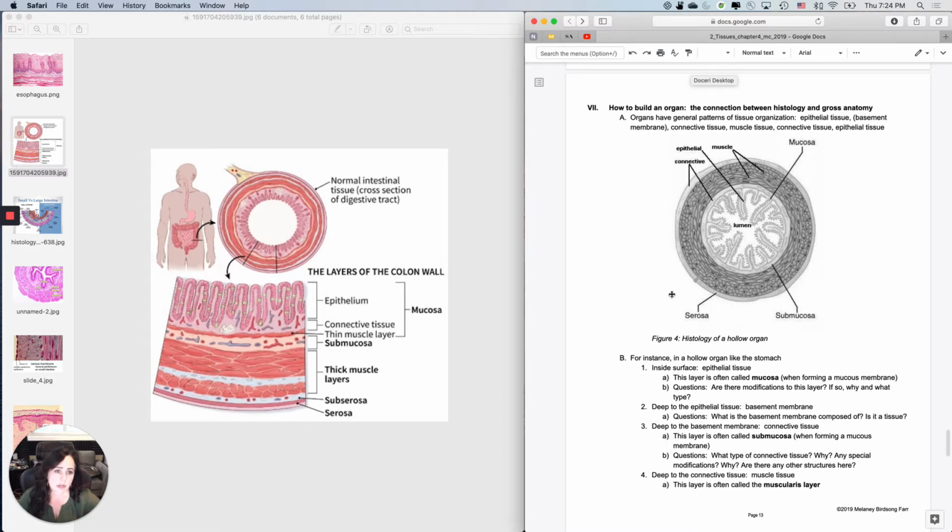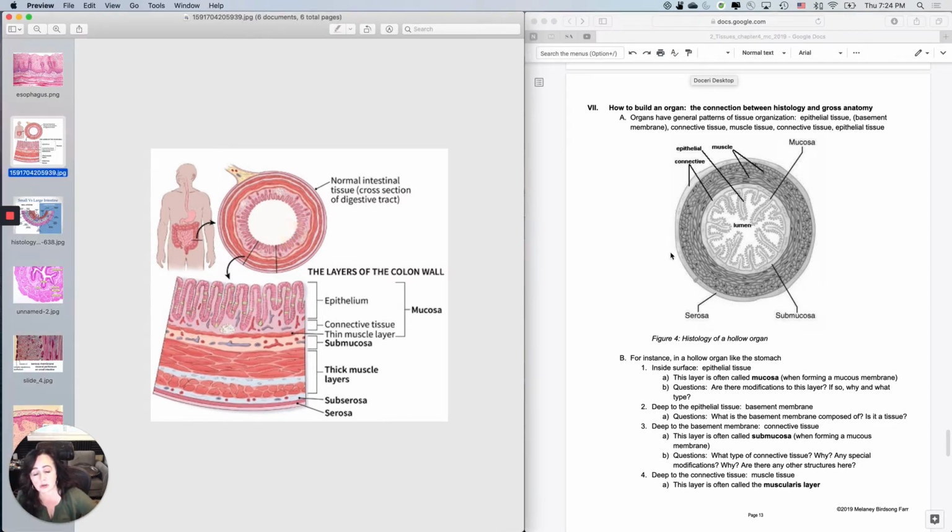So you see in your notes, there's this diagram of a hollow organ, and it's not even telling you which one it is. And here's another figure with a diagram of a hollow organ, and this one's actually from the colon. So if you look at a hollow organ, what do you see, and what does it tell you about what you see? Well, on the inner surface, almost invariably in a hollow organ, you're going to find epithelial tissue, because you know epithelial tissue lines things.